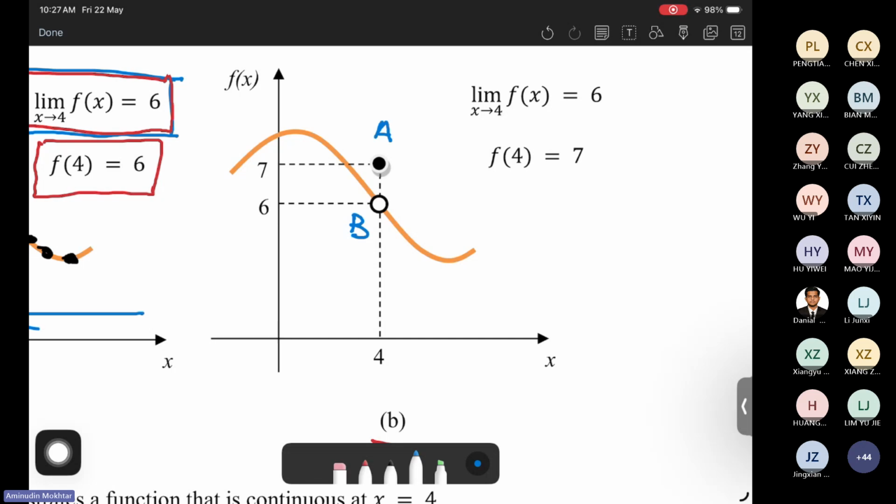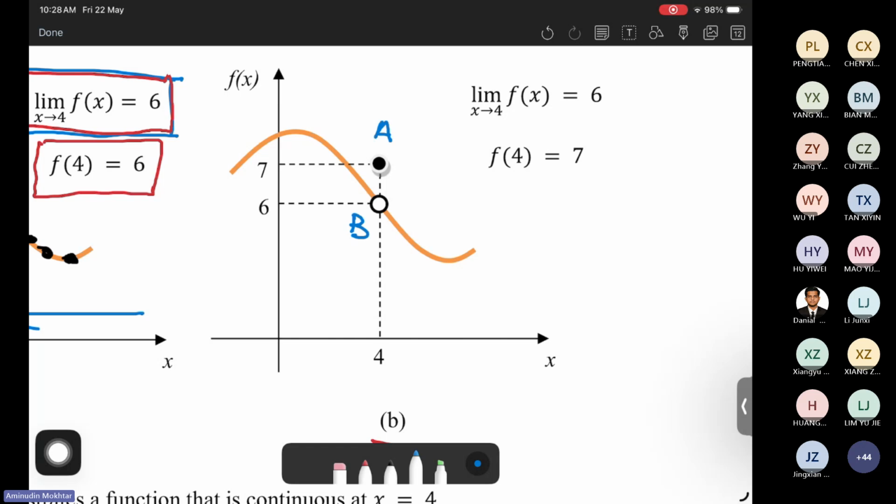What is the difference between the black dot and the white dot? The black dot represents the value of y. The function is defined at the black dot point. In this case, at point A, the value of y is defined, not B. B represents the white dot here. The white point shows that the value of y is not defined.